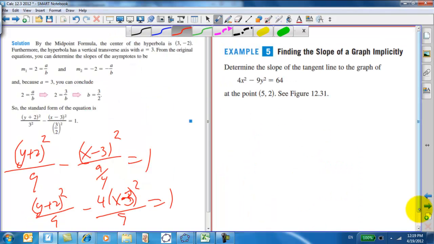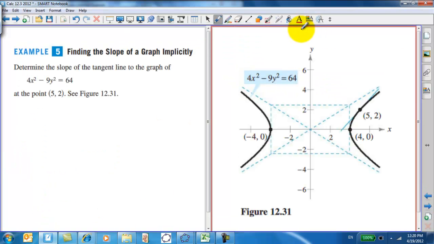Just so you don't have any fractions within fractions. Okay? Now, here's where the advantage of calculus comes in: finding the slope of a graph implicitly. Find the slope of the tangent line of this graph at the point (5, 2). And let's look at that figure. Now you might think, where do these come from? Well, that's because they got into standard form.